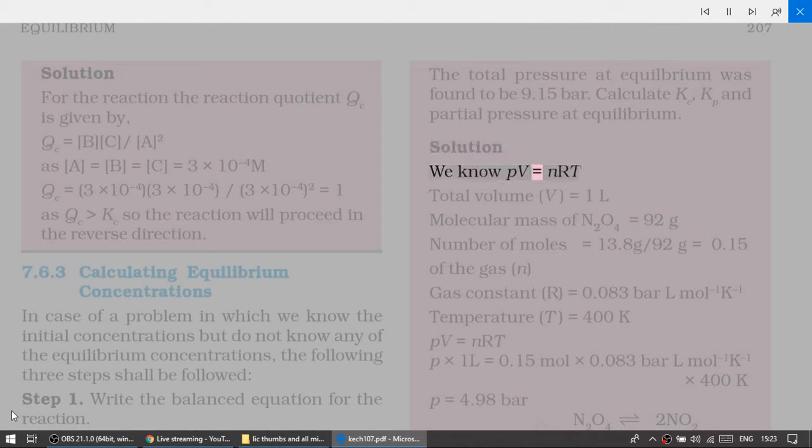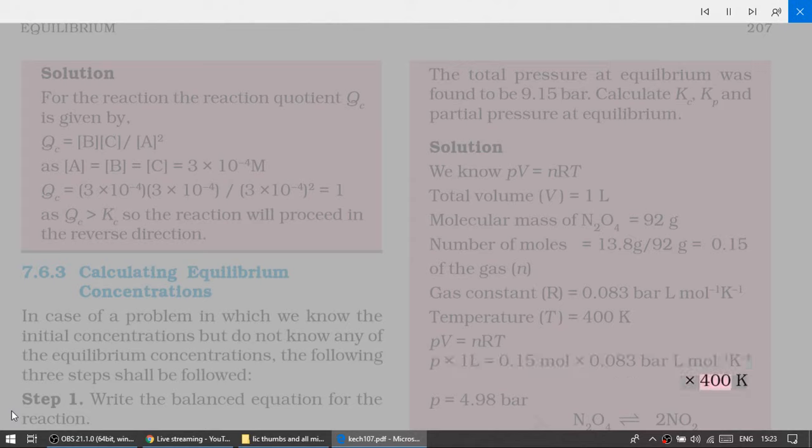Solution. We know PV = nRT. Total volume V = 1 L. Molecular mass of N2O4 is 92 g, so number of moles n = 13.8 g / 92 g = 0.15 mol. Gas constant R = 0.083 bar L mol^-1 K^-1, temperature T = 400 K. PV = nRT, so P times 1 L = 0.15 mol times 0.083 bar L mol^-1 K^-1 times 400 K.